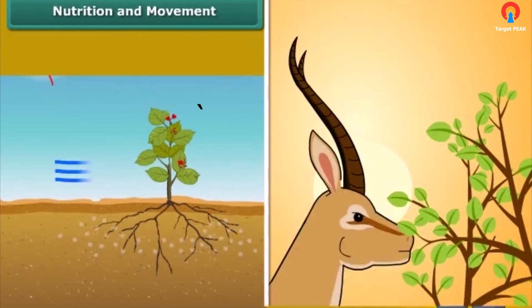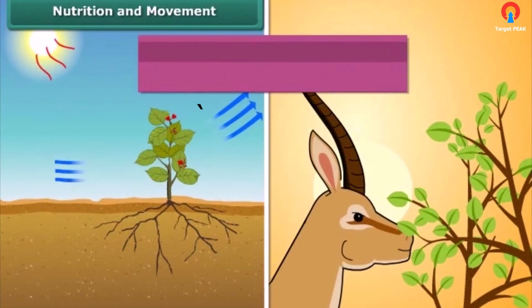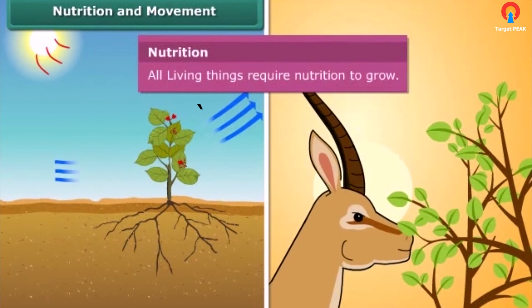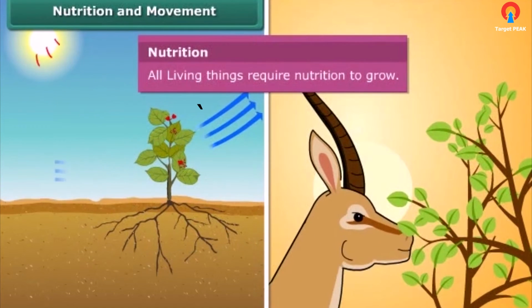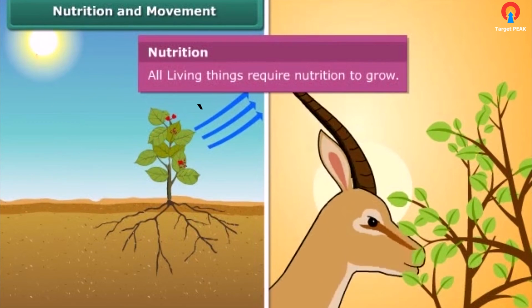Another important characteristic of living things is nutrition. All plants and animals require food to grow and survive. Plants prepare their own food by the process of photosynthesis in the presence of sunlight, whereas animals depend on plants for their food.